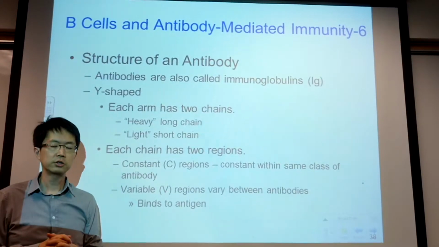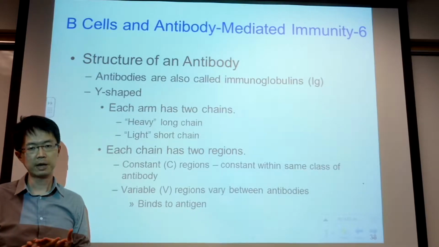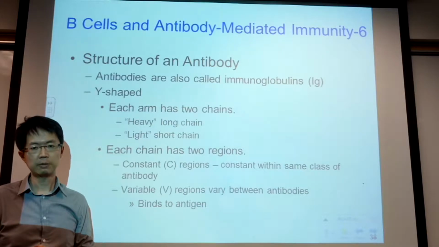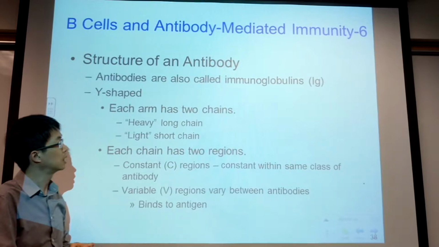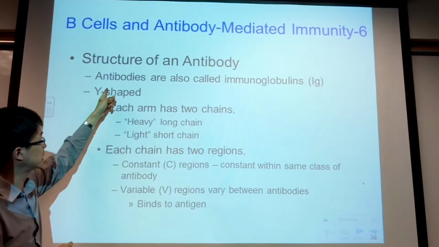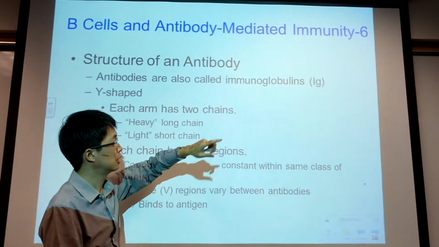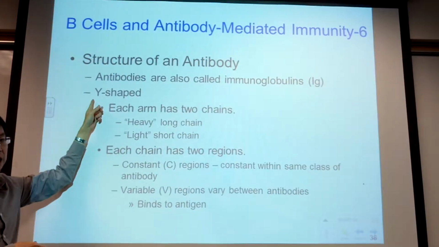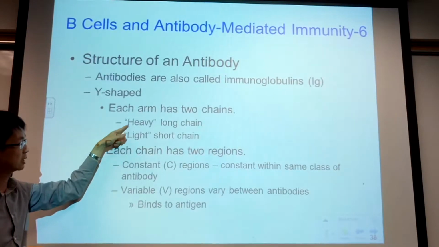Okay, as you know, plasma cells will secrete antibody, but how can antibody work against the pathogen? So we first need to know the structure of antibody. There's one form of antibody called immunoglobulin. Immunoglobulin is one type of antibody. They are Y-shaped, and they are made of a heavy chain and light chain.